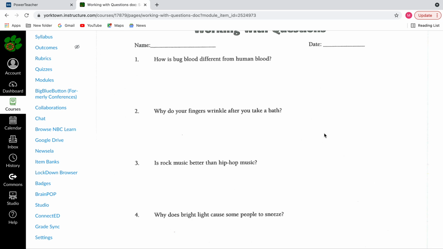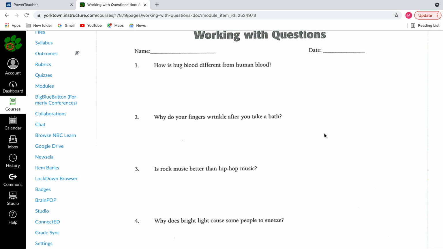For example, if you chose question number 1, how is bug blood different from human blood? You could rephrase that to say, do all bugs have blood? Or does bug blood contain white blood cells and red blood cells? Those are a couple examples right there to help get you geared.